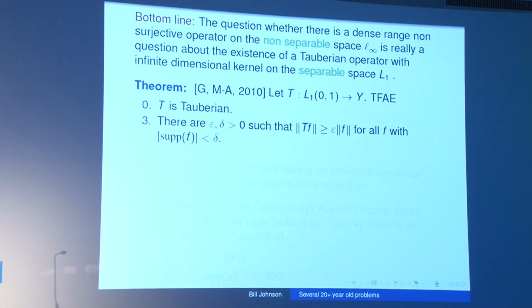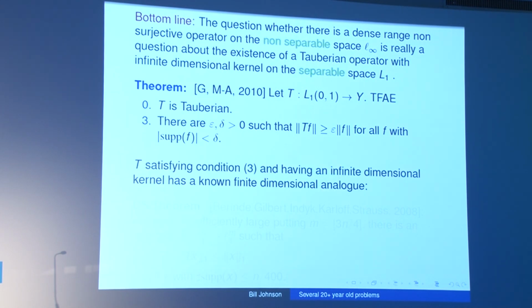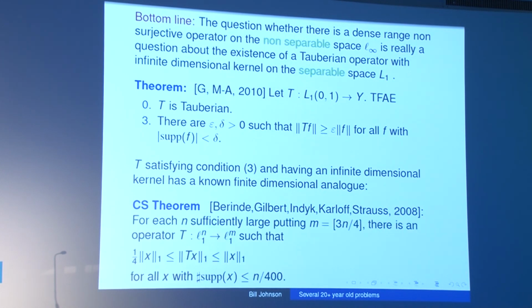So I repeated the equivalence of Tauberian for operators defined on L1 in the book. And it turns out that this infinite dimensional condition here has a known finite dimensional analog. So here's the CS theorem. CS stands for computer science. All of these people are connected to computer science or are in computer science departments. If you don't like computer science, CS stands for compressed sensing, because it's the same in here. Here's what they prove, which is an exact finite dimensional analog of this.